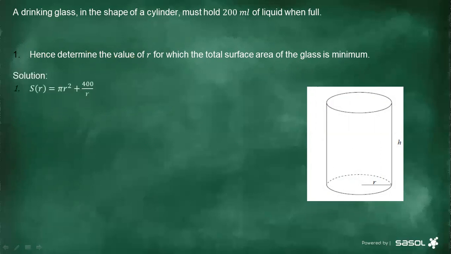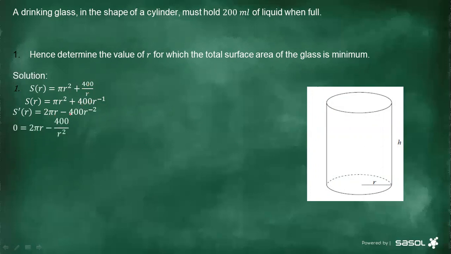Now you write, then derive with respect to R, then you just do the derivative. But before you can do the derivative, you have to get rid of this fraction or division so that it can be written as 400 r to the power negative 1. And then you just apply the rules of differentiation. This is what you're going to be having.